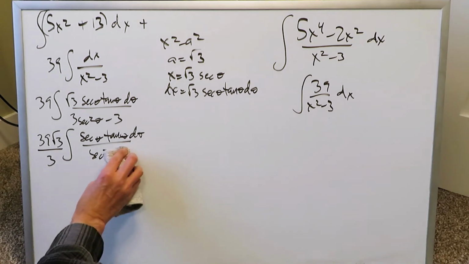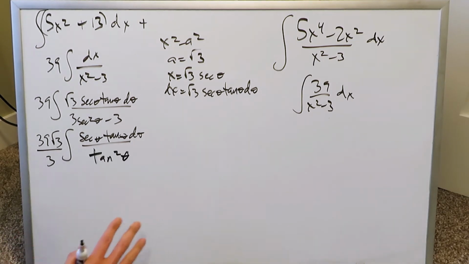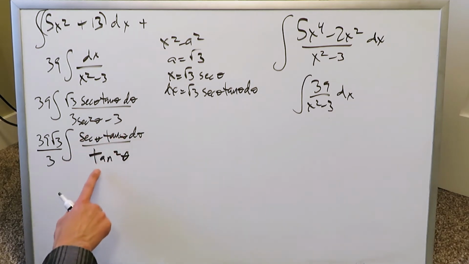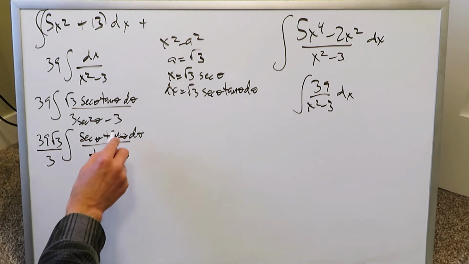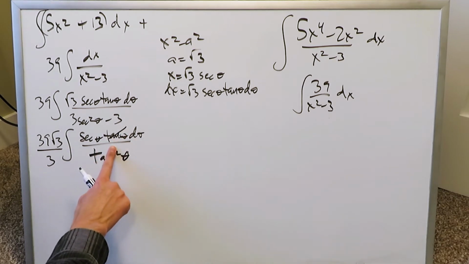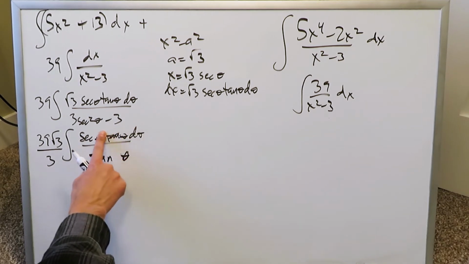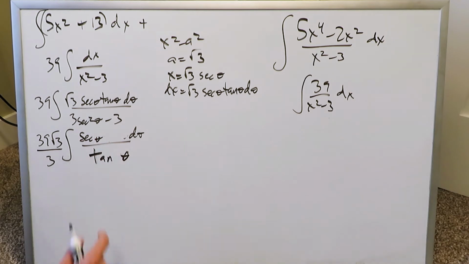So in this place right here, you can put a tan squared theta. We're not doing anything over here, which is wrong. We're doing everything here, which is right. You have a secant theta tan theta divided by tan squared theta. You can cancel out one tan theta and get rid of the square. And let's make it clean. We're looking at a secant theta divided by tan theta.